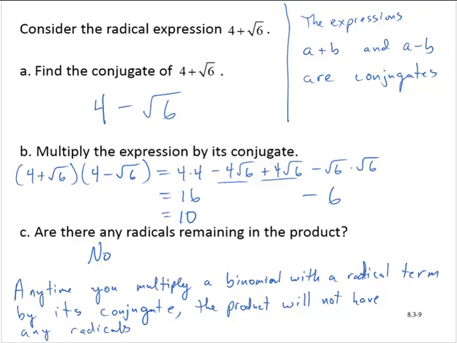I should be a little bit more careful. I should say anytime you multiply a binomial with a radical term, but it's got to be a square root. Okay, this is not true if one of those terms was a cube root, and that's something that you might see in a later course.